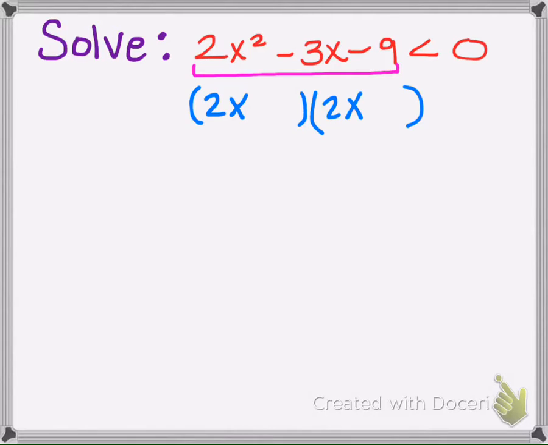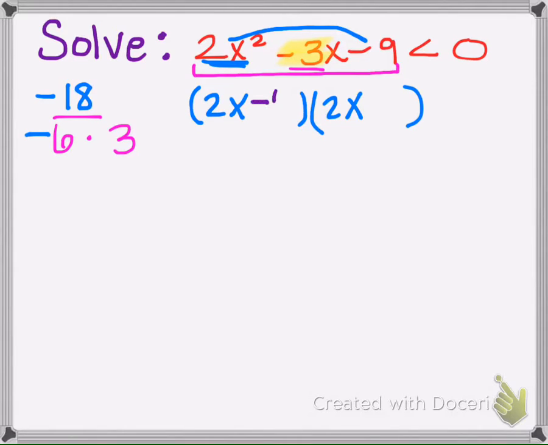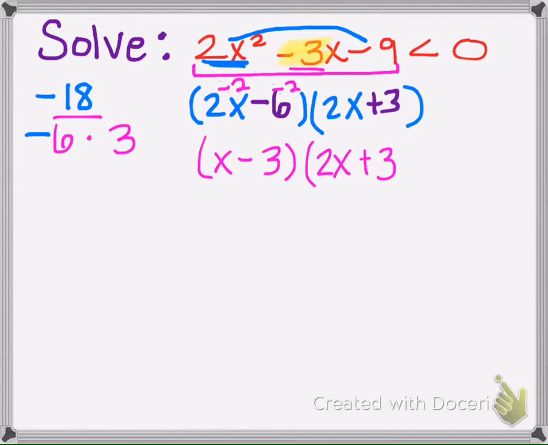I'm going to put my ax squared term in the front, and I'm going to multiply a and c, and that's negative 18, 2 times negative 9. I'm thinking 6 times 3 is 18, but it has to make negative 18, and it has to add or subtract to negative 3. So if I make the 6 negative, that would work. Then I'm going to insert negative 6 and positive 3, and then divide out the common factor. Again, I'm solving this as if it was an equation instead of this inequality.